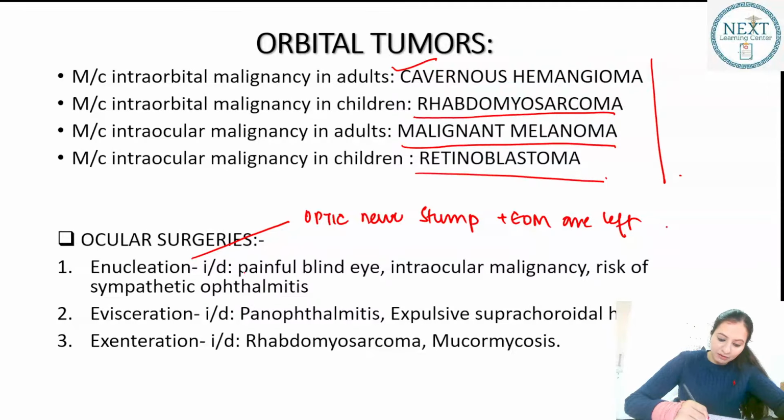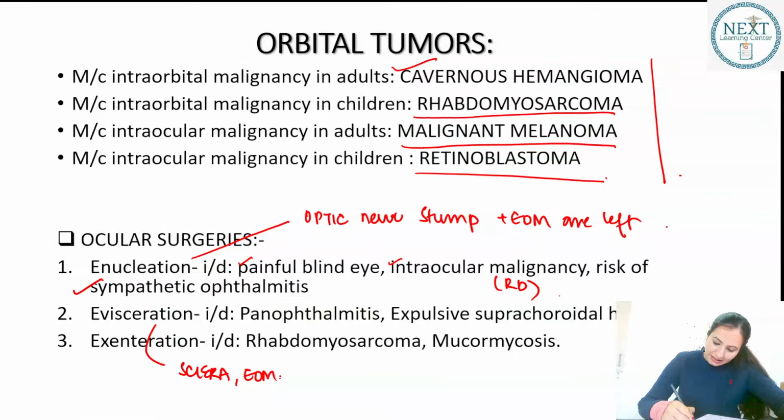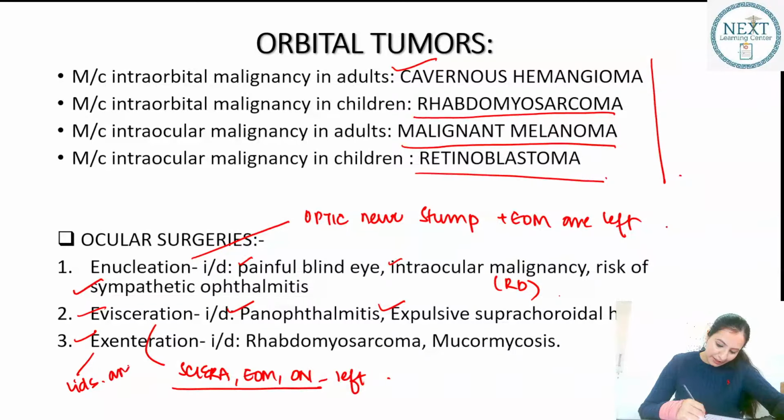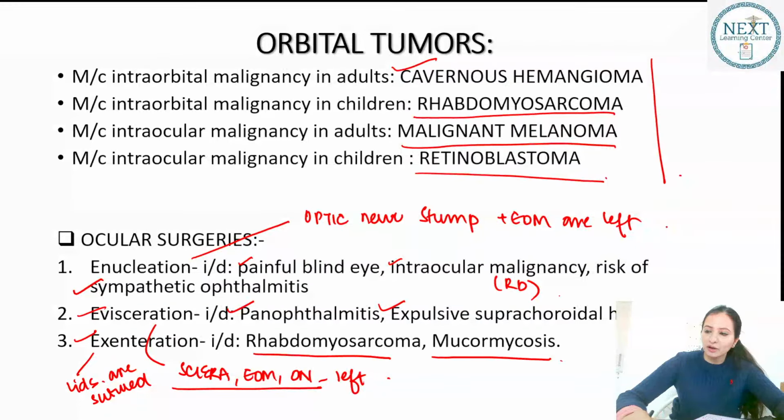So the indications are painful blind eye, intraocular malignancy such as retinoblastoma, and if the patient is at risk of sympathetic ophthalmitis. Evisceration: the sclera, extraocular muscles and the optic nerve are all left behind. So the indications are panophthalmitis and expulsive suprachoroidal hemorrhage. Exenteration: you are removing everything and eventually suturing the lids. You are even removing the periosteum. So the indications include rhabdomyosarcoma and mucormycosis.